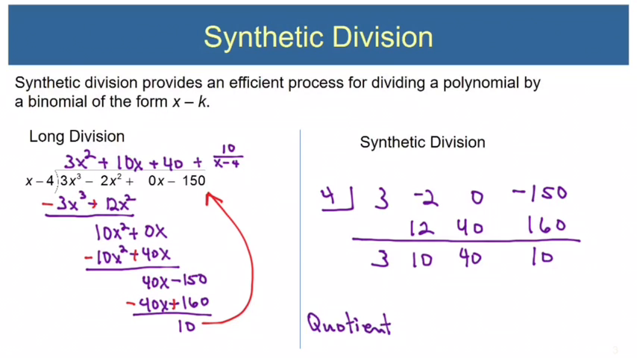So our quotient is 3x squared plus 10x plus 40 plus 10 over what we were dividing by, which was x minus 4. So you see how we got the same quotient as we did the other way, but with a lot less work and with a lot less space used on our paper. So that's definitely a win-win.